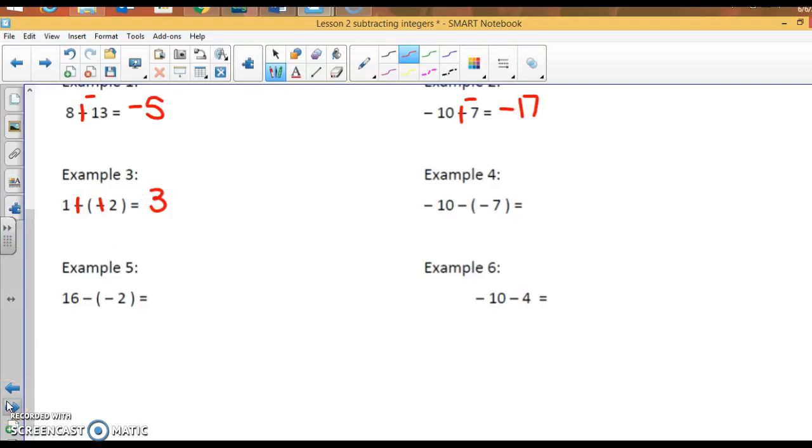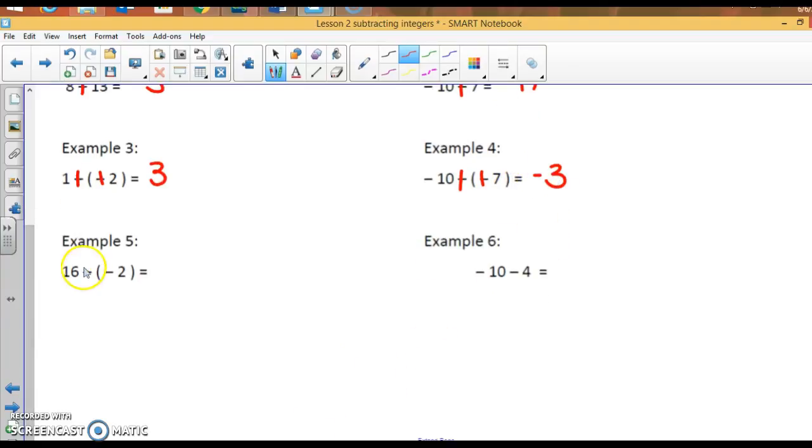Negative 10 minus negative 7. Change it to add. The opposite of negative 7 is positive 7. Negative 10 plus 7, they're different. So I subtract and take the sign of the larger. Negative 3. Add the opposite. 16 plus 2 is 18. Change this to add. The opposite of negative 4, or positive 4, is negative 4. So negative 10 plus negative 4 is negative 4.